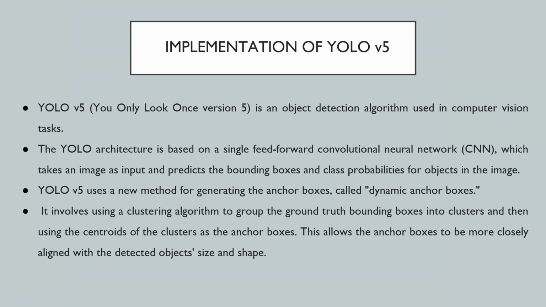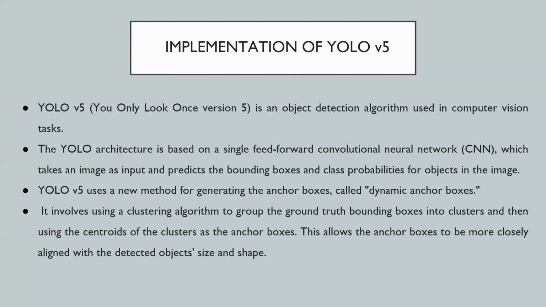YOLO V5 uses a new method for generating the anchor boxes, called dynamic anchor boxes. It involves using a clustering algorithm to group the ground truth bounding boxes into clusters and then using the centroids of the clusters as the anchor boxes. This allows the anchor boxes to be more closely aligned with the detected objects' size and shape.